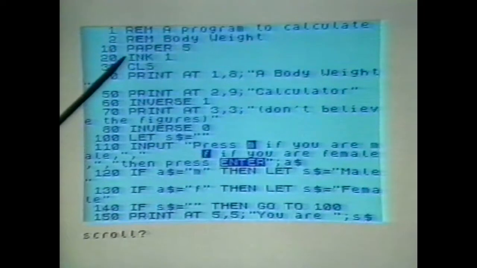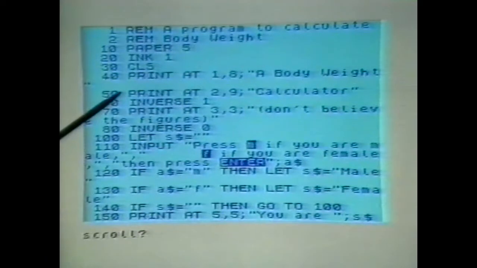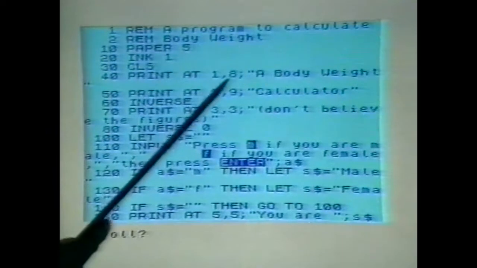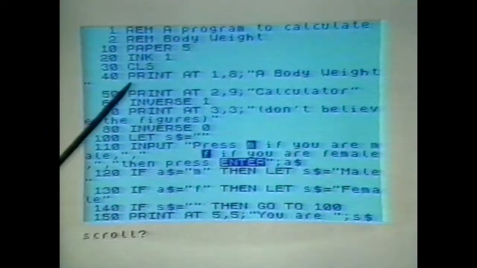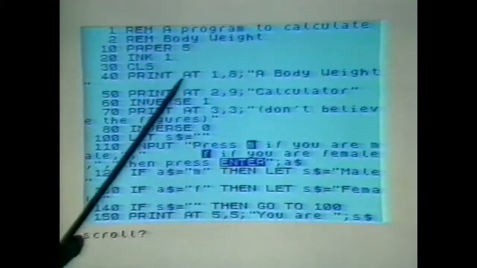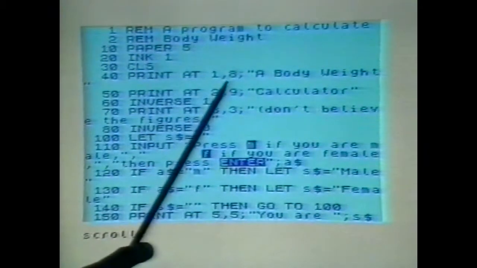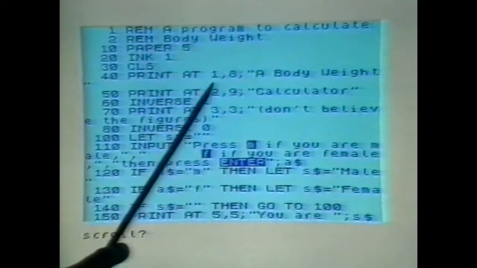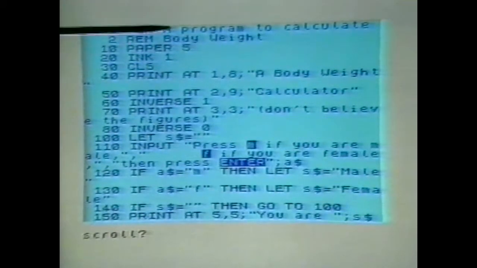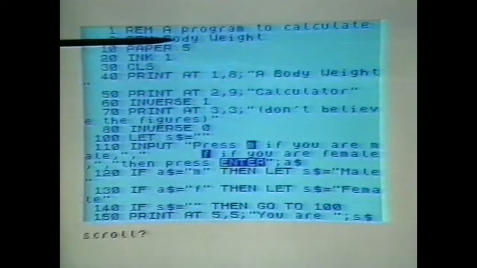Paper and ink we've seen used before, simply setting the paper and ink color. Clear the screen. So let's look at these 2 print statements, which printed the very first 2 lines of the heading. Print at 1,8. The print statement says put information onto the screen. If I follow it with at 1,8, I mean position 8 on line 1. Line 0 is at the top, so the second line is line 1.